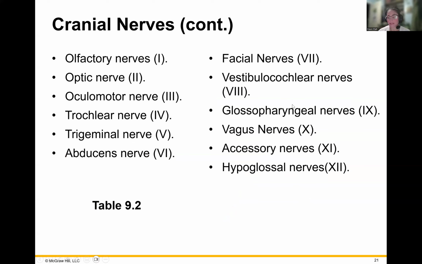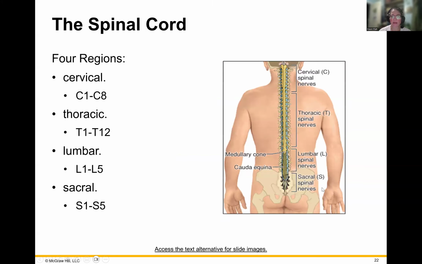Here it says table 9-2. So these are the different cranial nerves, 1 all the way to 12. I'll let you take a look at that and study that, but the table is a really nice table.